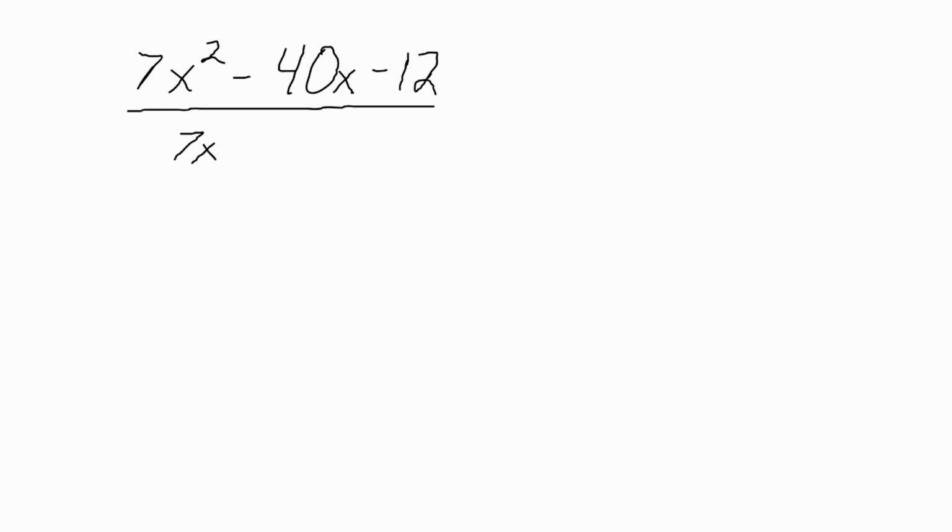All right. 7x squared minus 40x minus 12, all of it over 7x squared minus 12x minus 4. You said over 7x squared? Yeah. Oh, okay.